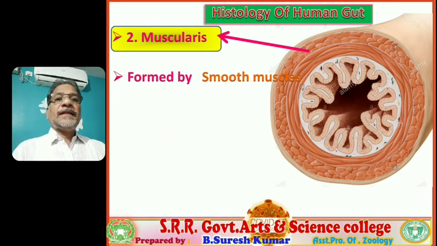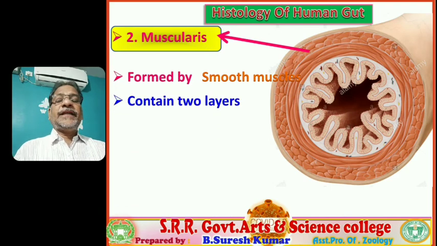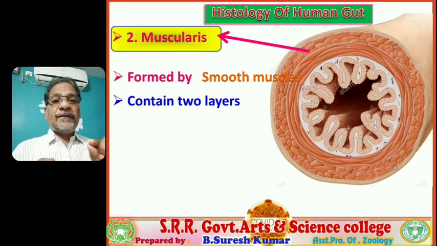The muscularis layer is formed by smooth muscles, and it is differentiated into two layers according to the organization of the muscle fibers, based on the nature of arrangement of muscle fibers. The smooth muscle fibers are spindle in shape, according to their arrangement.